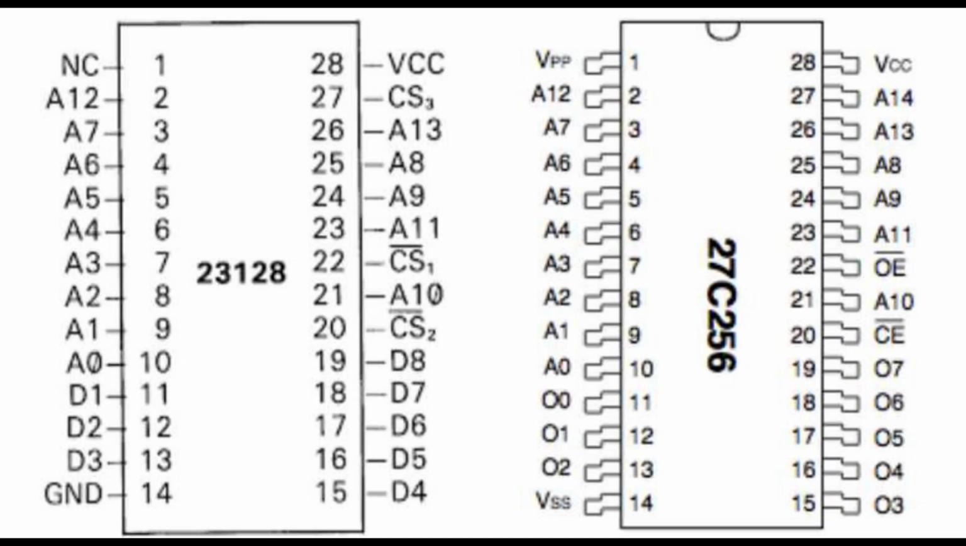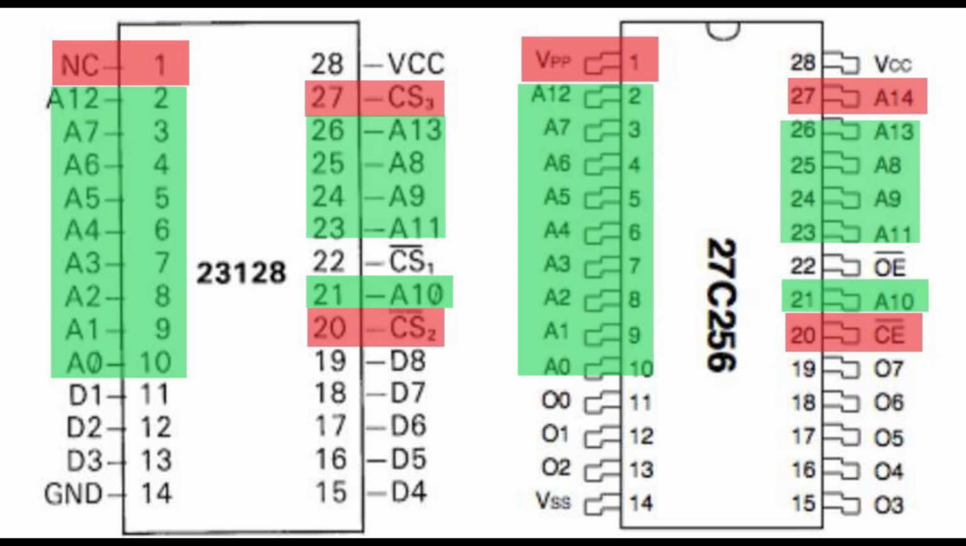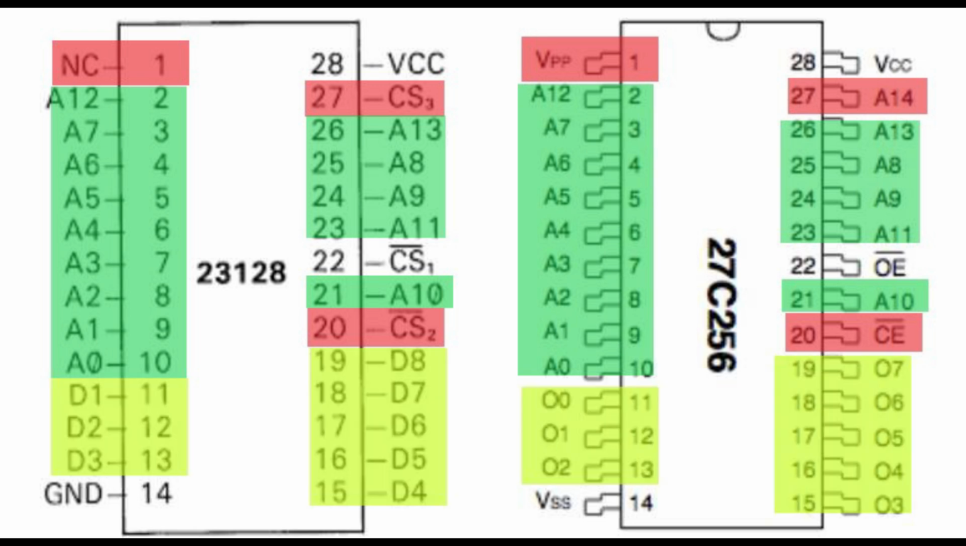Let's compare the pins for the original Sinclair ROM on the left with the EEPROM on the right. We can see pin 1 is expecting a voltage that it's not getting. A14 on the EEPROM is labelled chip select 3 on the original ROM. We have a chip enable on pin 20 which is labelled chip select 2 on the original ROM. Our remaining address lines are all the same, which is great. And the same goes for the data pins, all 8 of them.